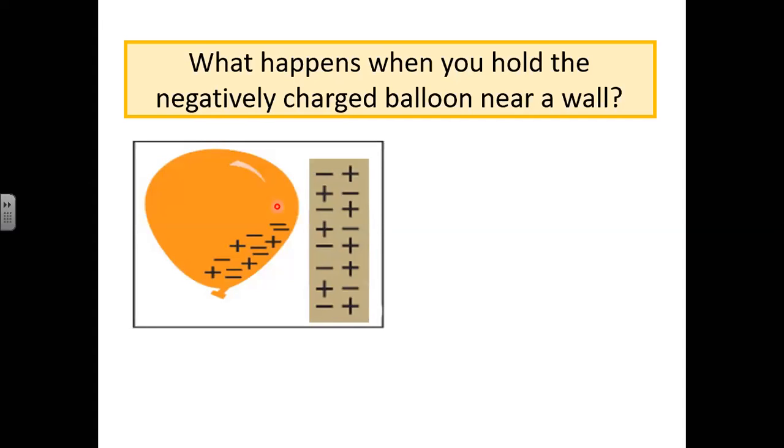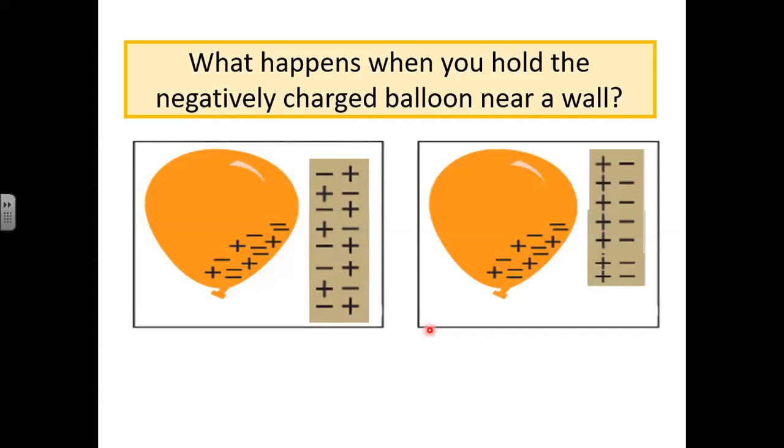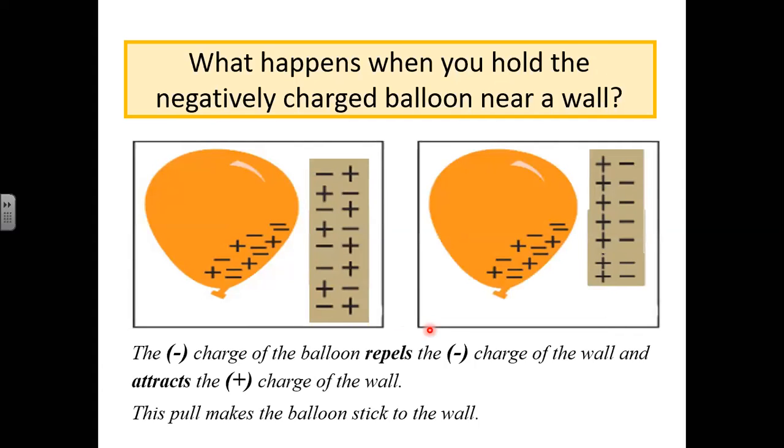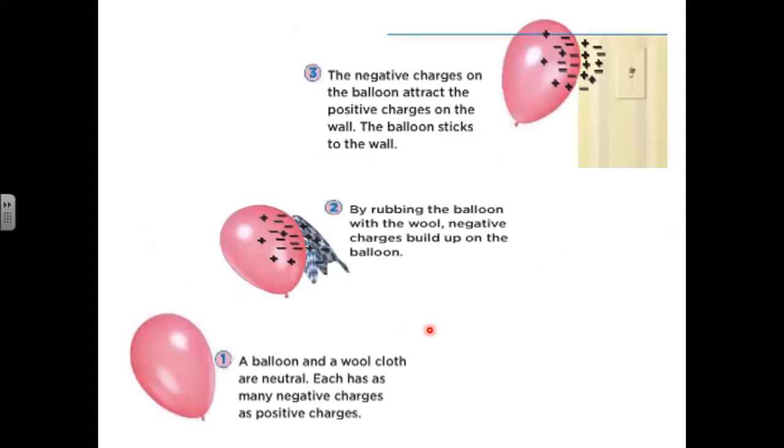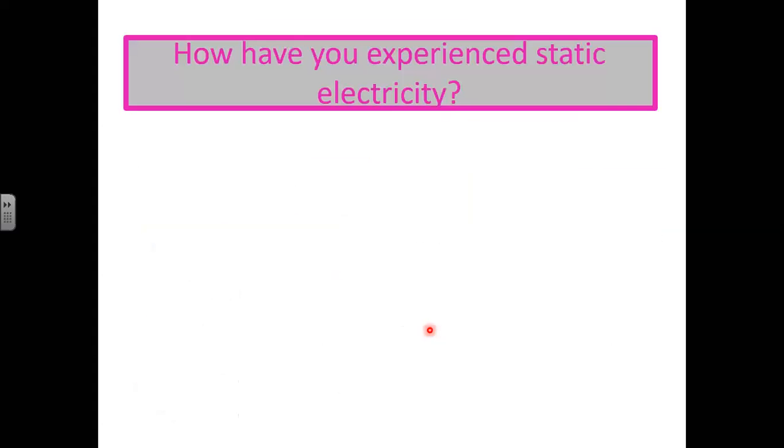Why? Because this way the negative charge and the positive charge will be attracted to each other. Yes, Yasin. I wanted to answer. Okay. If there is a question, I will let you answer. Okay.